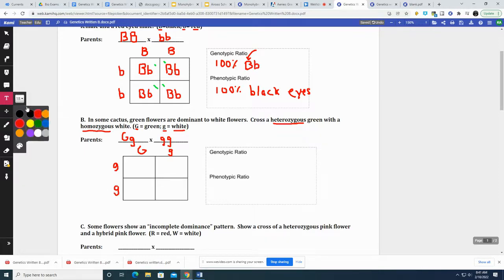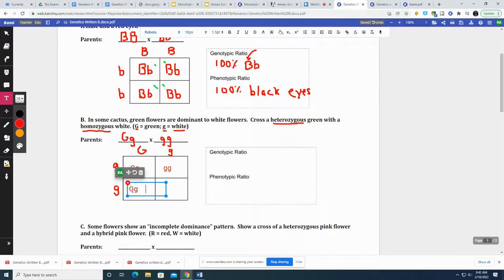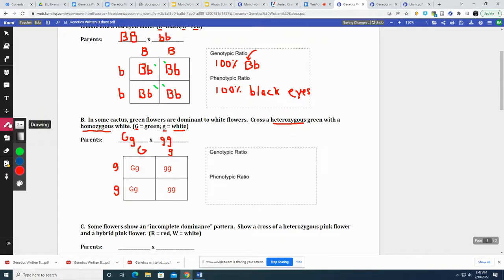And I'm going to switch to typing because it's easier to type. Then it's just filling in the boxes. Big G, little g. Little g from the left, little g from the top. This cactus over here: big G from the top, little g from the left, and little g, little g. Phenotypic ratio. You can see right here, it's easy. 50%, or 2 out of 4, or 1/2 of the little cacti will have big G, little g, heterozygous. And the other half are going to be homozygous recessive, little g, little g.